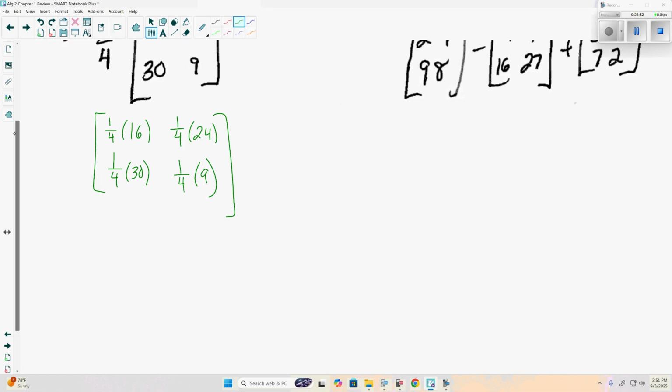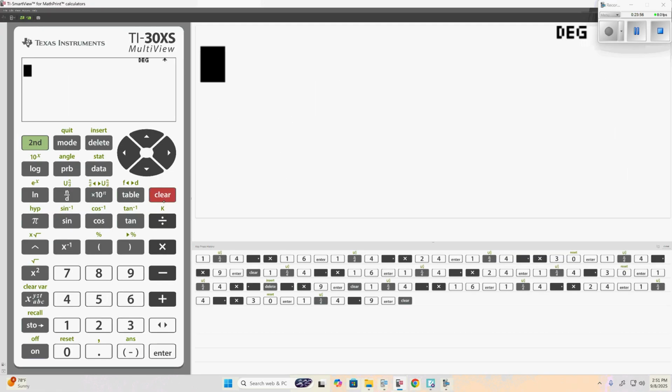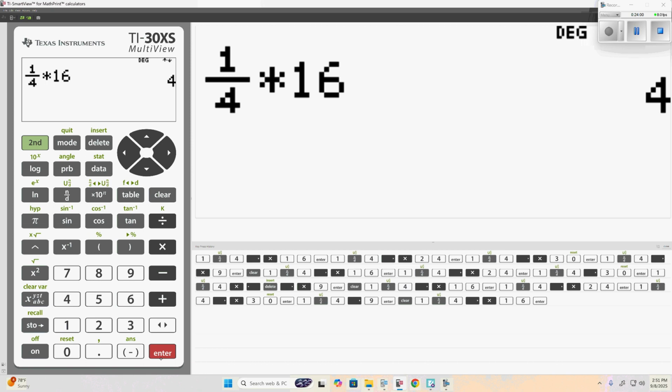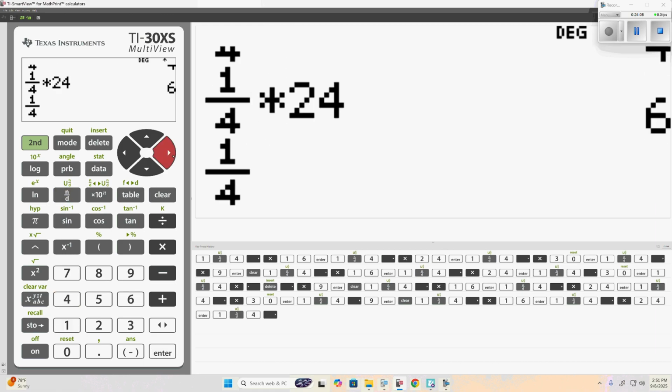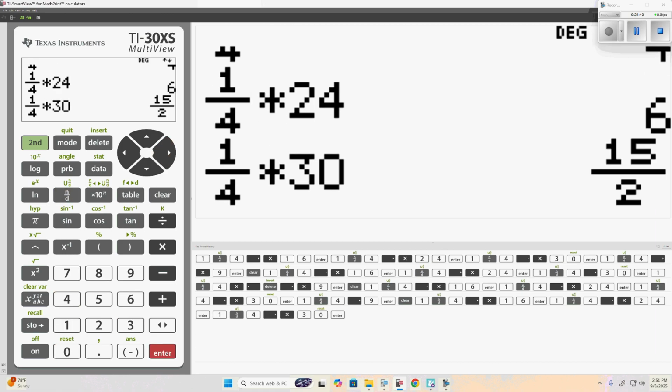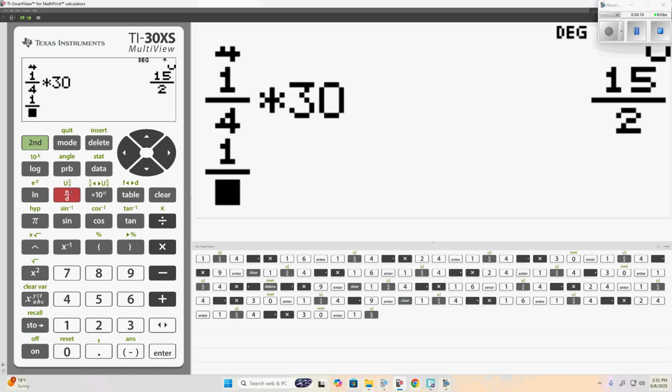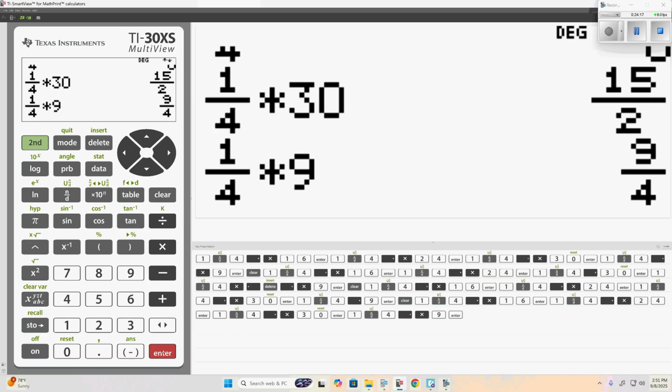Now you can do this by hand and simplify that way. Or you can grab a calculator and say 1/4 times 16 is 4. 1/4 times 24 is 6. 1/4 times 30 is 15/2. And 1/4 times 9 is 9/4.